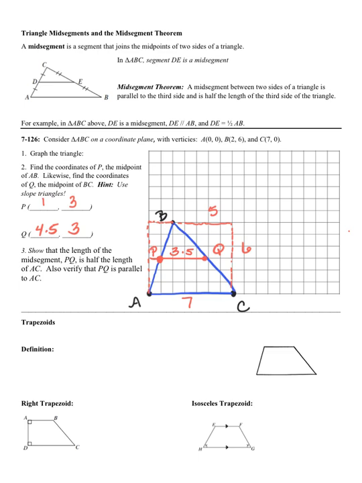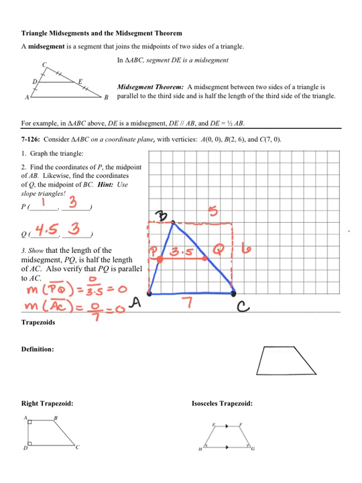We're also asked to verify that PQ is parallel to AC. If we are showing that segments are parallel, we need to show that their slopes are the same. So the slope of segment PQ is equal to 0 over 3.5, which is 0. And the slope of segment AC is 0 over 7, or 0. The two segments have the same slope, which means they are in fact parallel.